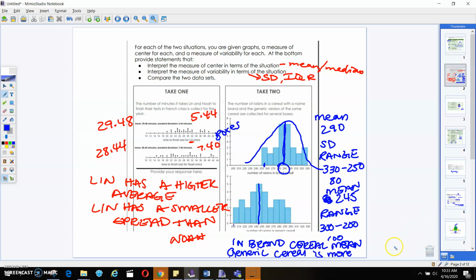Again, you could write that out. And that's all this is asking for you to do. When it asks you to compare two different data sets, it's just saying, hey, how is this one similar or different from the other one?